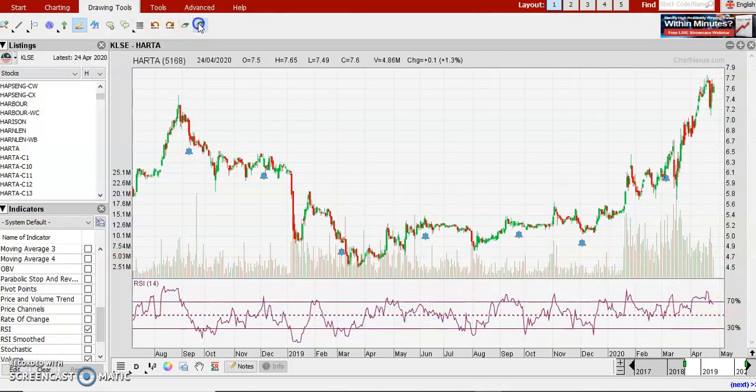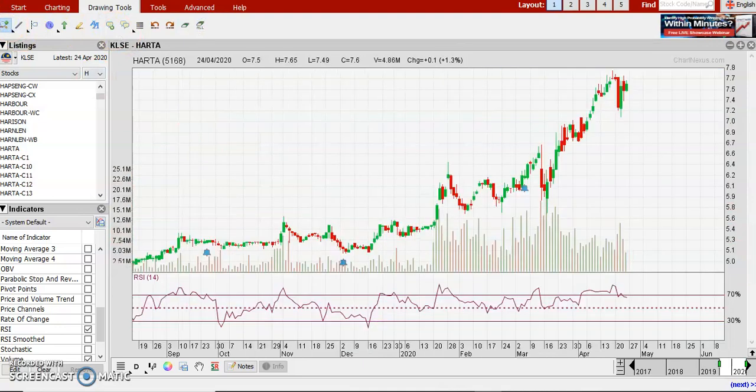So let's focus on this one. If you ask me what I should do now, if you have the intention to buy this stock, is it the right time to buy?